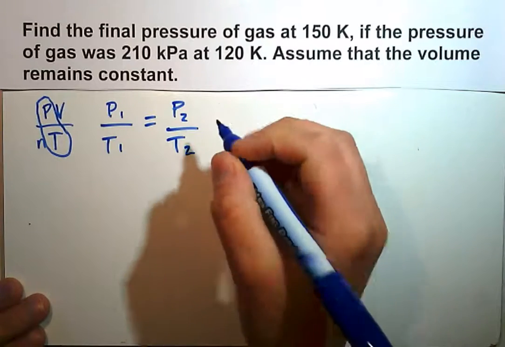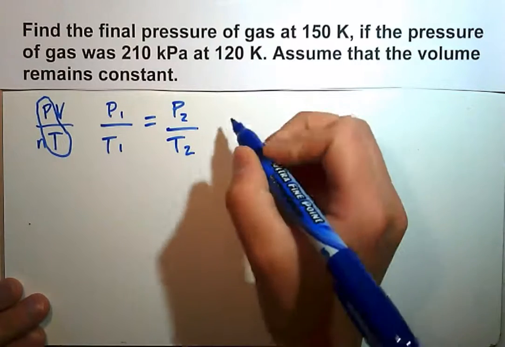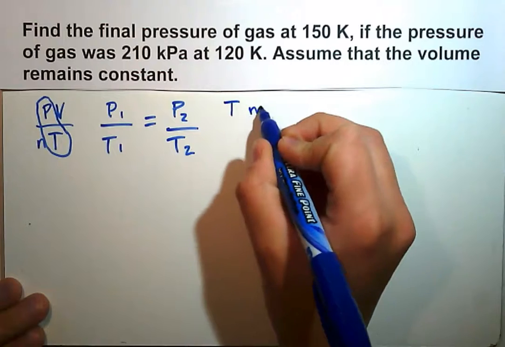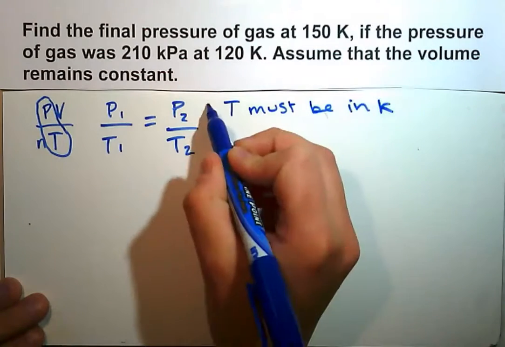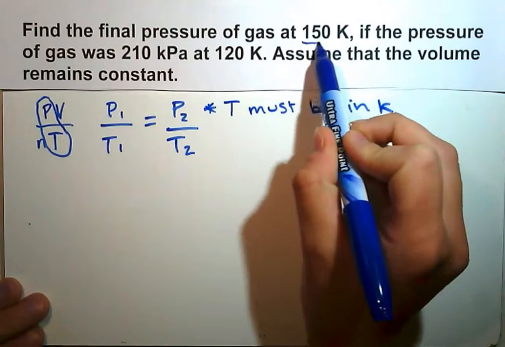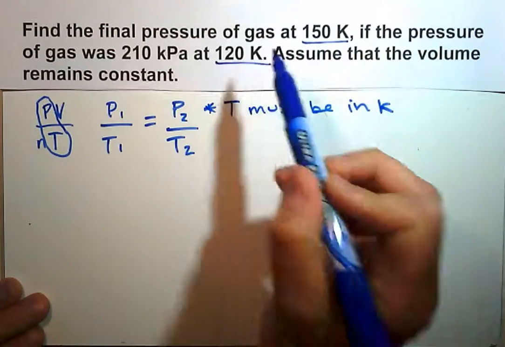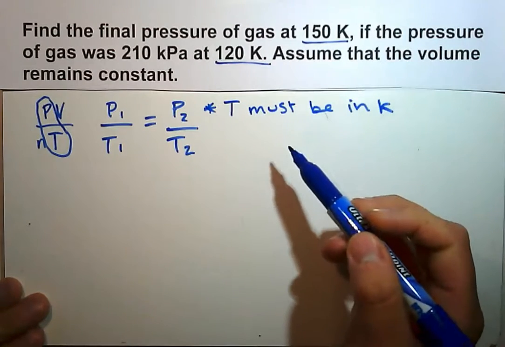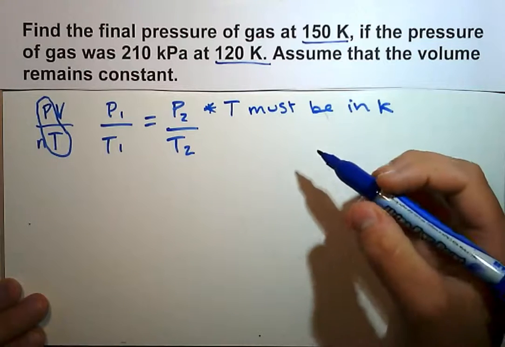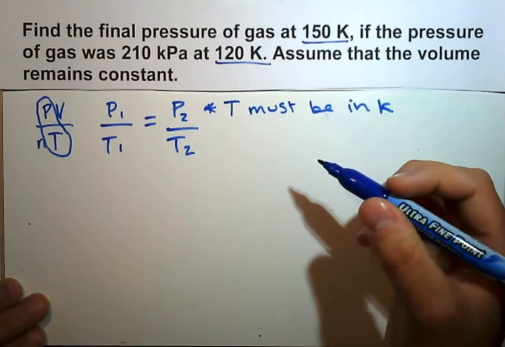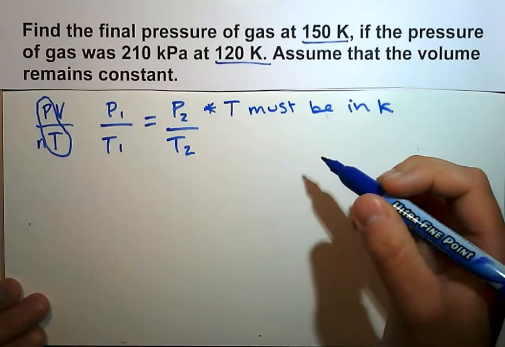And one thing to note when using Gay-Lussac's law is that your temperature must be in Kelvin. In this problem, our temperature is already given in Kelvin, 150 Kelvin and 120 Kelvin. But if it's not given in Kelvin, you should convert it to the Kelvin scale because gas laws cannot be used when you have a negative temperature value.